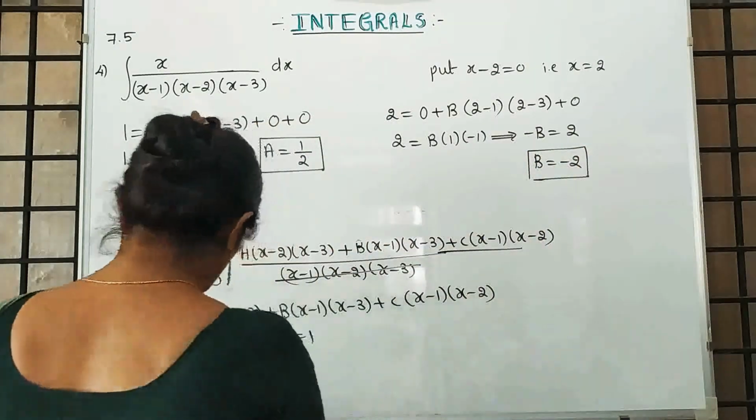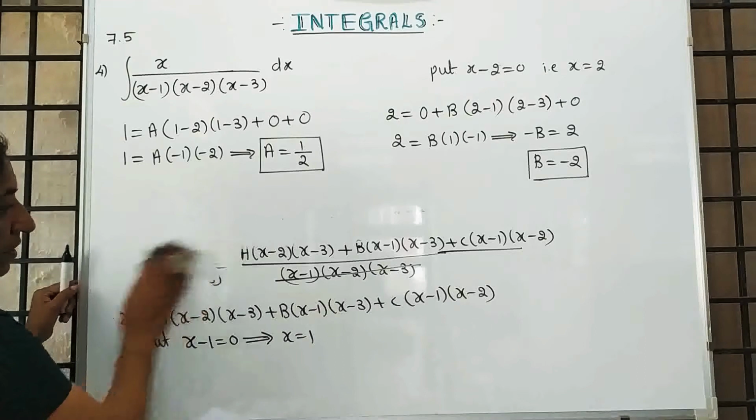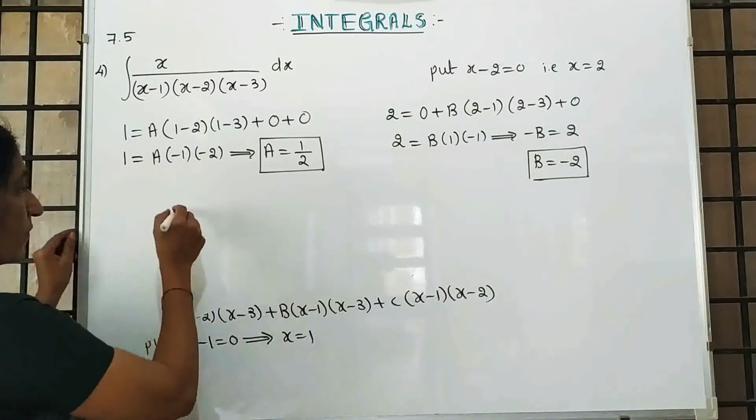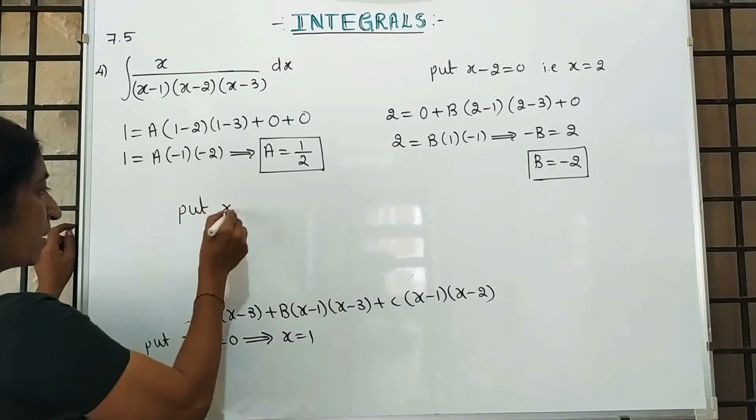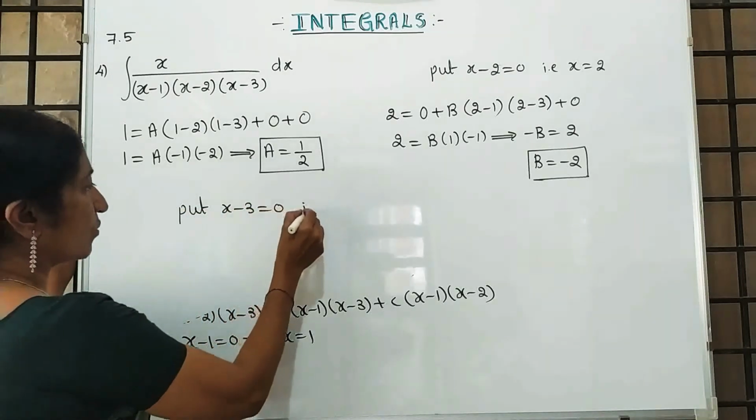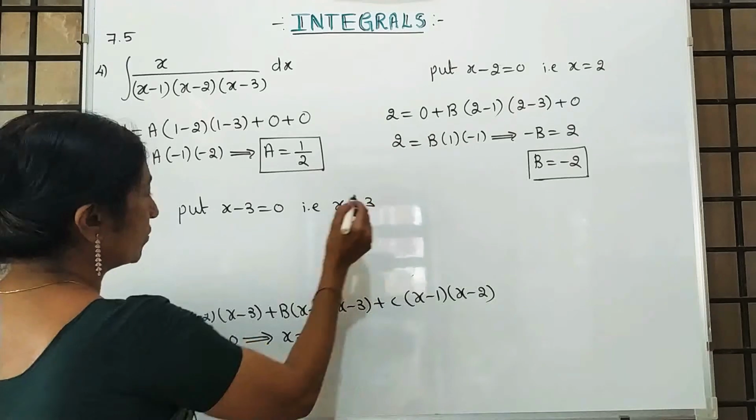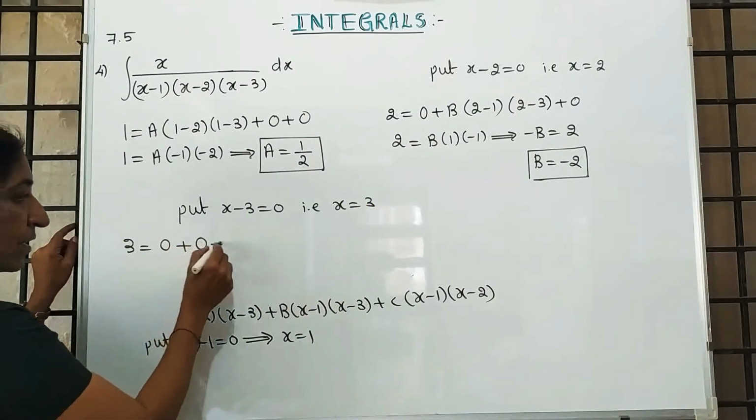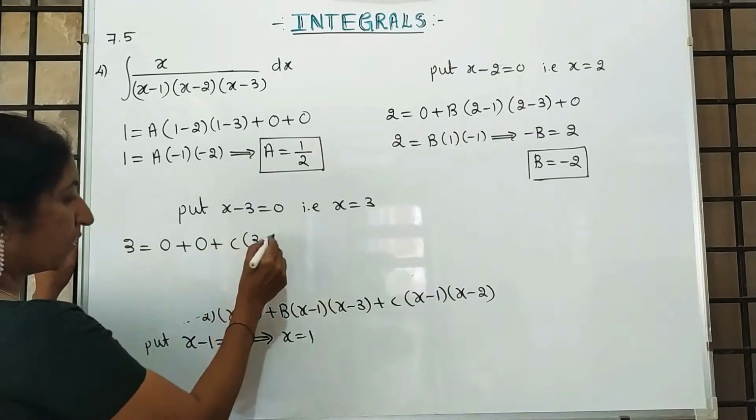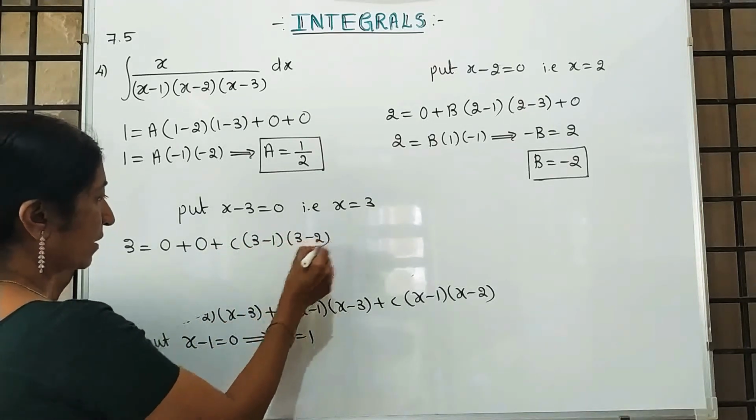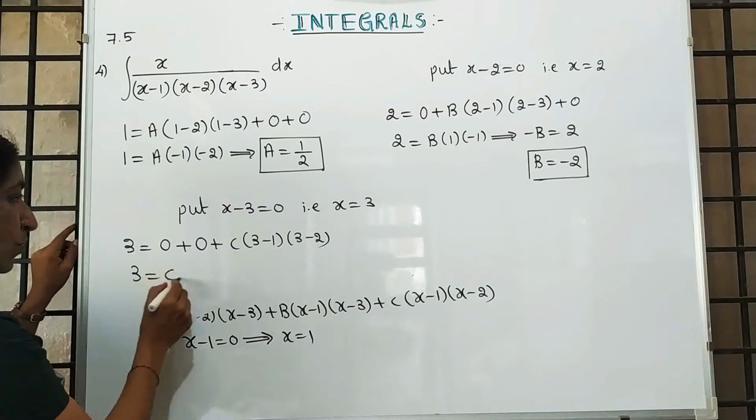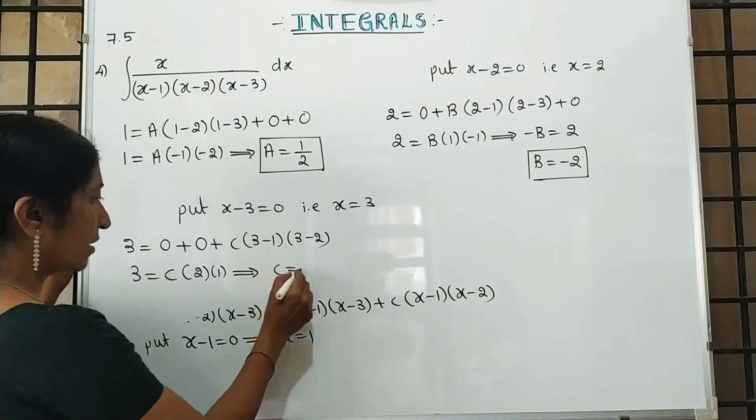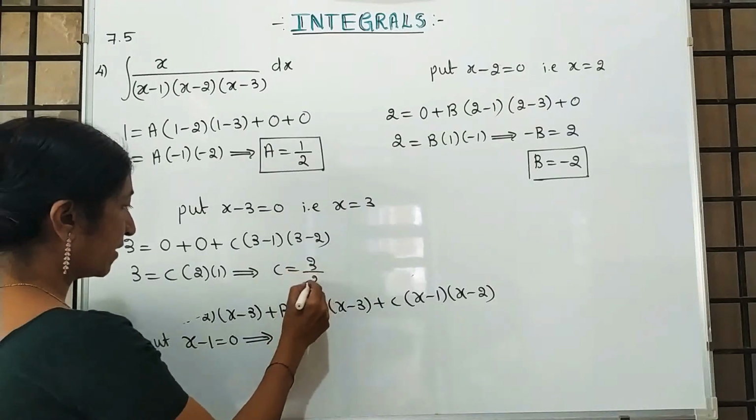Moving to the third step, that is put x minus 3 is equal to 0, that is x is equal to 3. 3 is equal to a into 0, b into 0. C is (3 minus 1)(3 minus 2). 3 is equal to c into 2 into 1, which implies c is equal to 3 by 2.